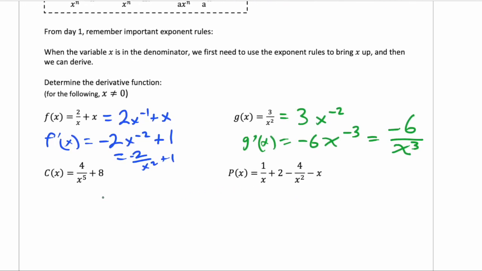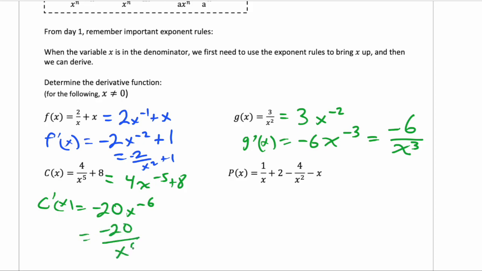Okay, so these other ones work similarly. C prime of x, first of all, let's rewrite c of x. This is 4x to the negative 5 plus 8. And then when we get the derivative, the negative 5 gets multiplied by the 4. We get negative 20x to the negative 6. And the derivative of a constant is 0. And this derivative you can write as negative 20 over x to the power 6.